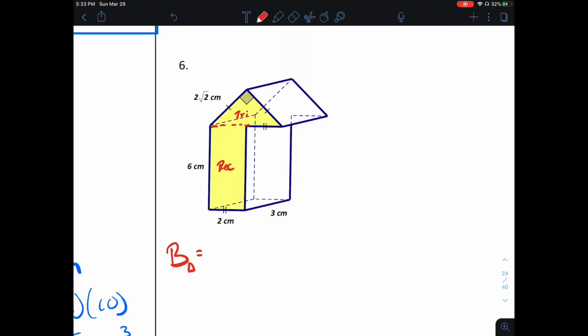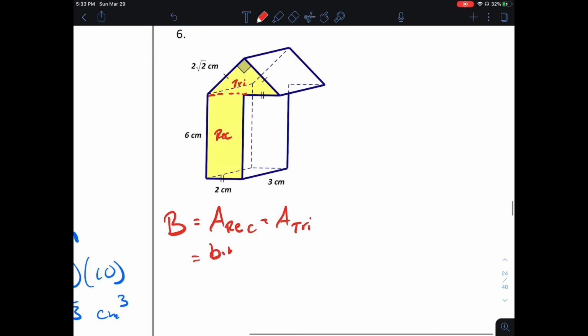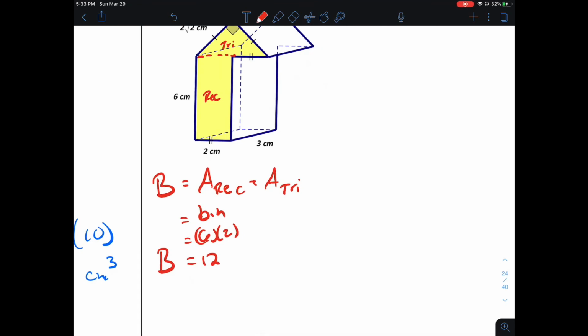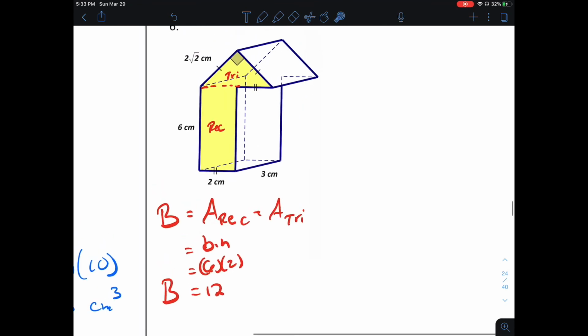The base consists of the area of a rectangle plus the area of a triangle. The rectangle, which is base times height, is 6 by 2, which is 12. If you were to skip base times height, 6 times 2, and just write 12, that's fine. We're living in weird times, so we can make those exceptions.